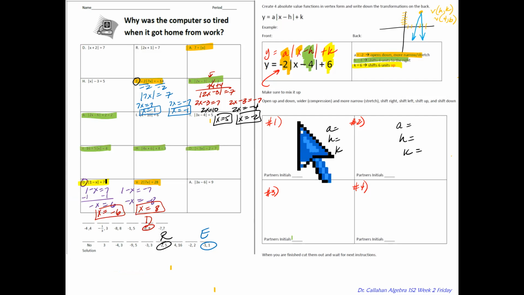All right, so other questions that look like letter D are A, I think that's an I, R, D.